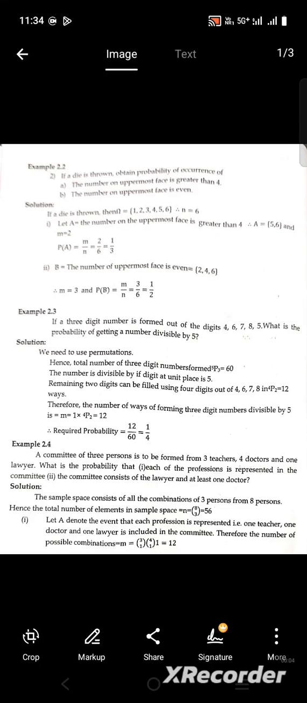Good morning. In the last lecture we studied the definition of probability, introduced the theory of probability, and gave some examples. In this lecture we give another example of probability.